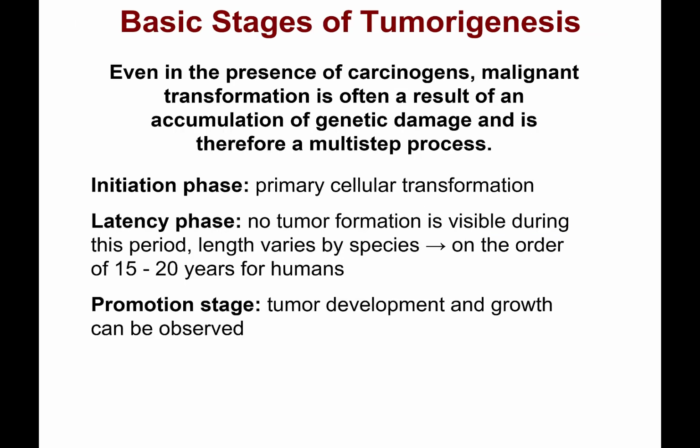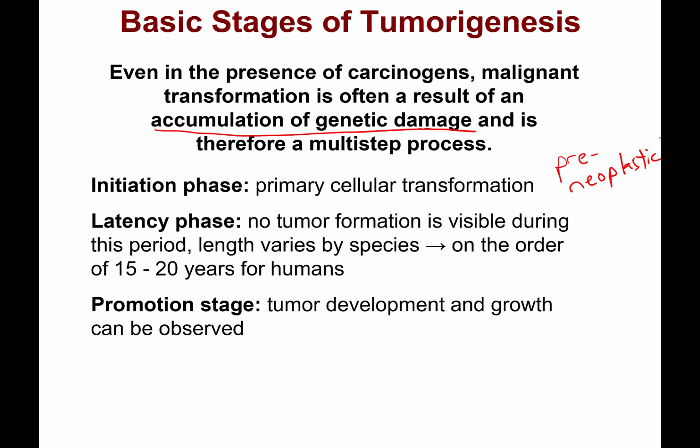Now let's talk about the stages of tumorigenesis. So an important point is that even in the presence of a carcinogen, the malignant transformation is often a result of an accumulation of genetic damage. So it's not just one mutation oftentimes. So therefore, it's a multi-step process. There's an initiation phase, which is where you have a primary cellular transformation. So later on, we'll use the term pre-neoplastic. So the cells at this stage, they haven't turned into tumor cells, so we call them pre-neoplastic cells.